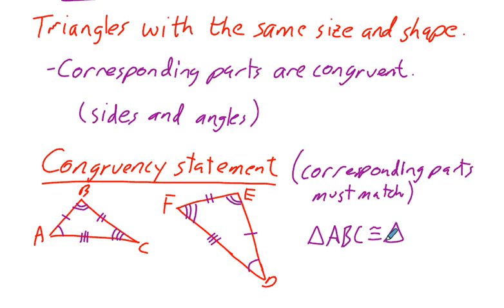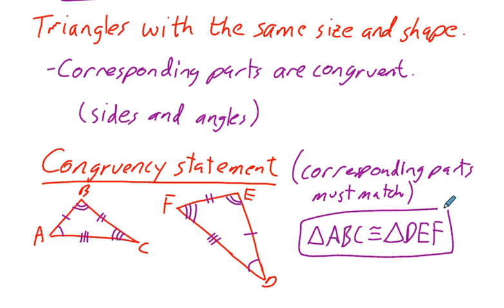So in my second name, I would have to list D to correspond or match with A. B corresponds with E. B and E are congruent, so that means angle B corresponds with angle E, and then C corresponds with F. So that's how I would write my congruency statement. Okay, and that's a valid congruency statement.